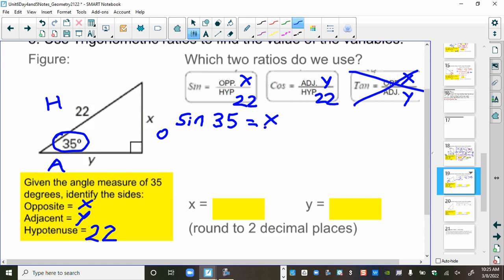Just remember, next week you're going to get a test on some of this. So we're going to have to practice. You're going to see quite a bit of this. And then similarly, cosine of 35, Y. So there we go. I want you all to try to find X and Y. Should not take you long at all.